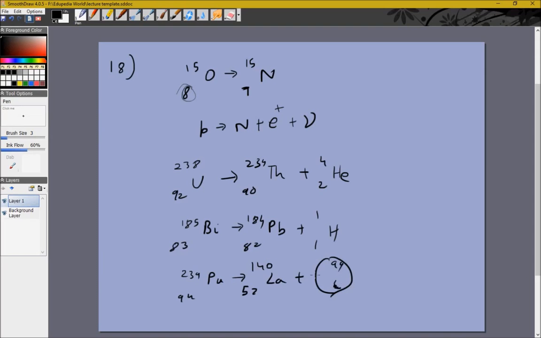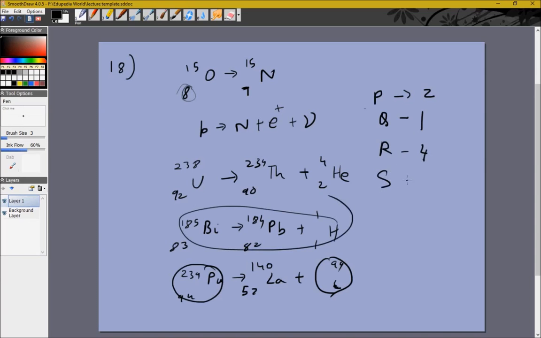So alpha decay is the second process, so P goes to 2. Q, beta plus decay is the first process, so it goes to 1. Fission is the fourth process. Heavy nuclei breaks into 2 medium nuclei. This is 99, so it's a medium. So R is 4, and S, proton emission, is this one, which is 3. So 2143 gives me option C.